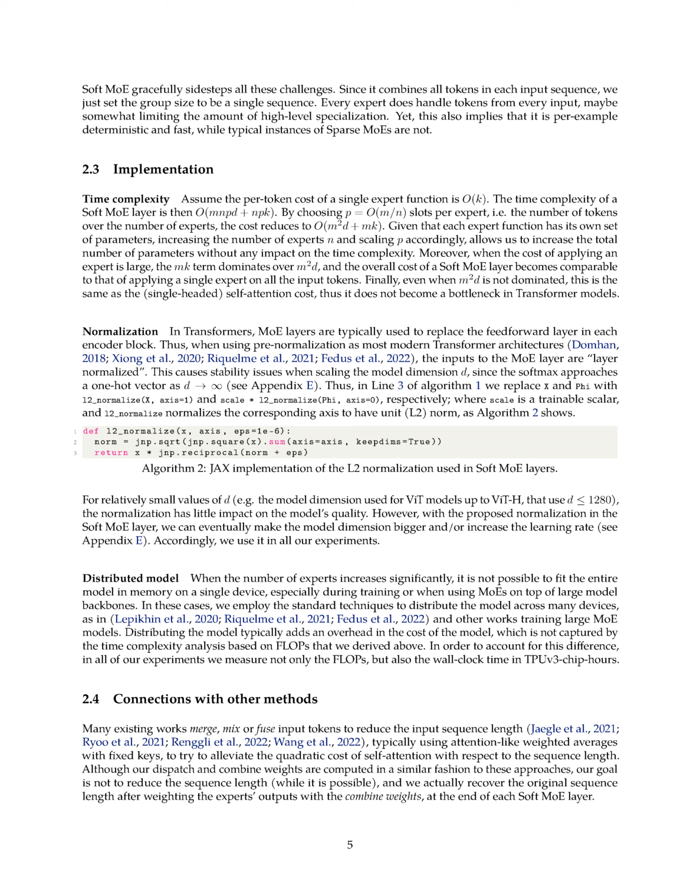In transformers, MoE layers often replace the feed-forward layer in each encoder block. When we use pre-normalization, as is common in modern transformer architectures, the inputs to the MoE layer are normalized. This can cause stability issues when we increase the model dimension, as the softmax function tends to produce a one-hot vector as the model dimension approaches infinity.